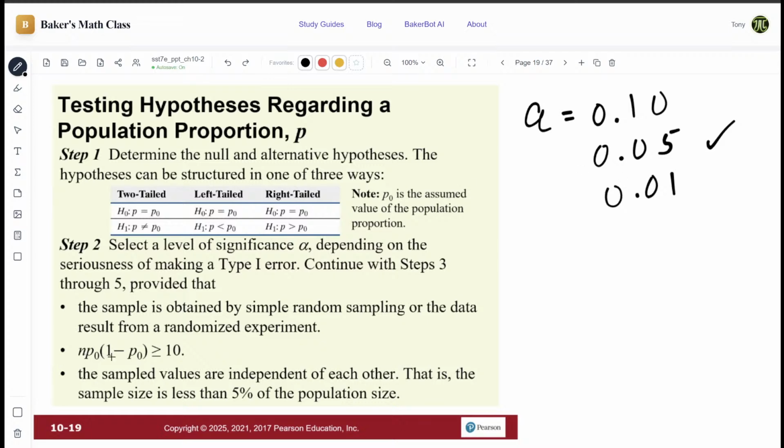Also need to make sure that your n times p times 1 minus p is greater than or equal to 10. So make sure that that is greater than 10. And the sample values have to be independent from each other. So in essence, the sample size is less than 5% of the population.